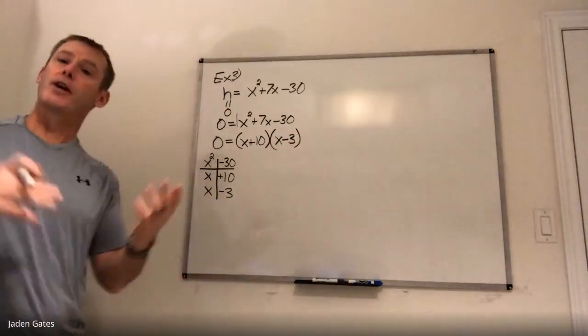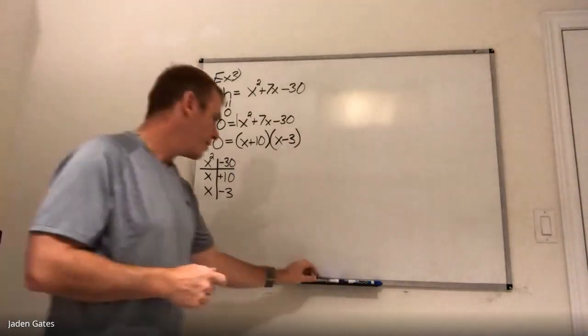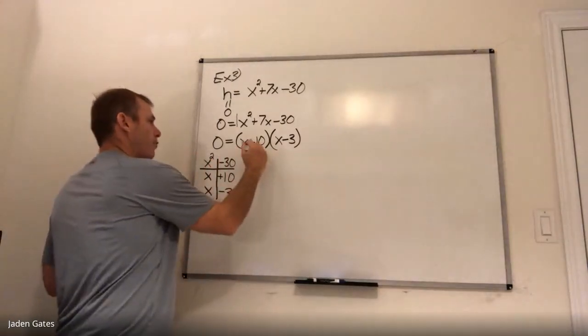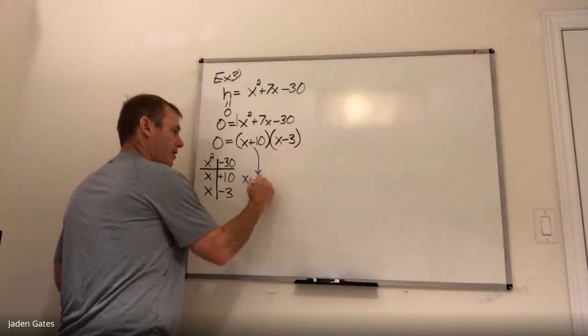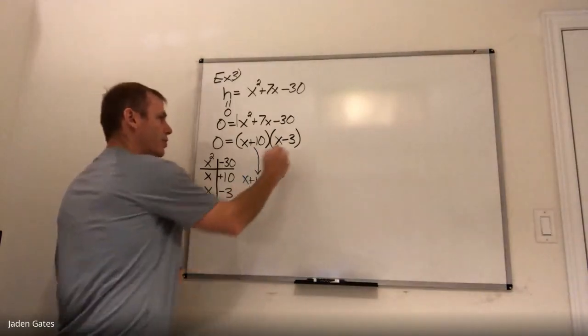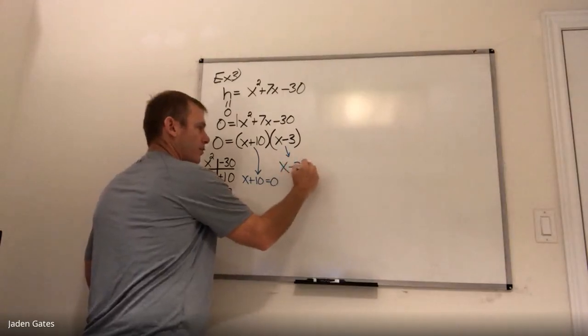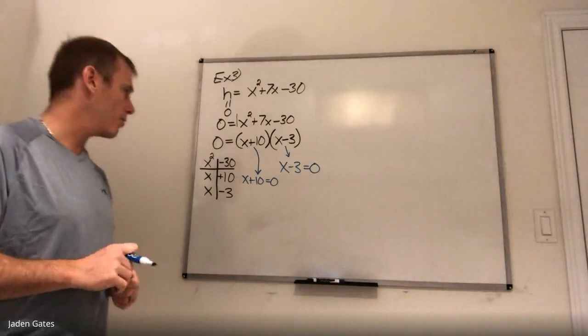All right, there's the first step. I factored my quadratic. And now to solve it, that's where the zero product property comes into play, where I'm going to have one equation where I got x plus 10 is equal to 0. There's the first equation. And my other equation is x minus 3 equals 0. So again, you're going to get two potential answers for a quadratic.